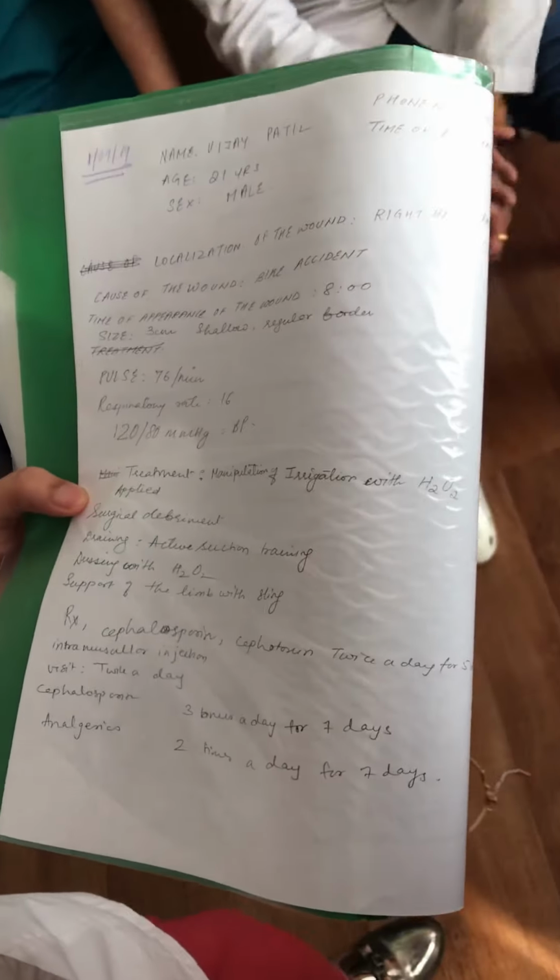Then the doctor will examine the pulse, the vital signs, the respiratory rate, and the blood pressure. For example, if these vital signs are not normal, the patient would be admitted to the inpatient department. Since they are normal, we then ask the patient for any history of allergy or diabetes. If not, then we start the manipulation.